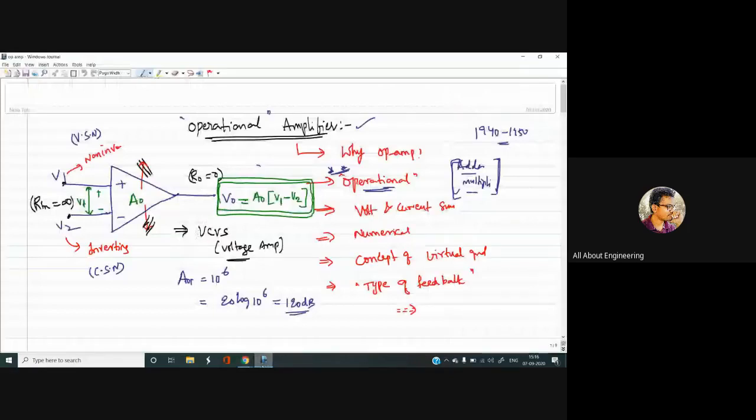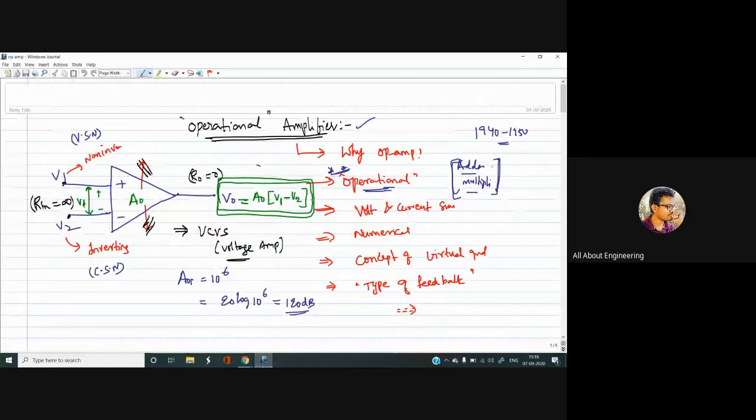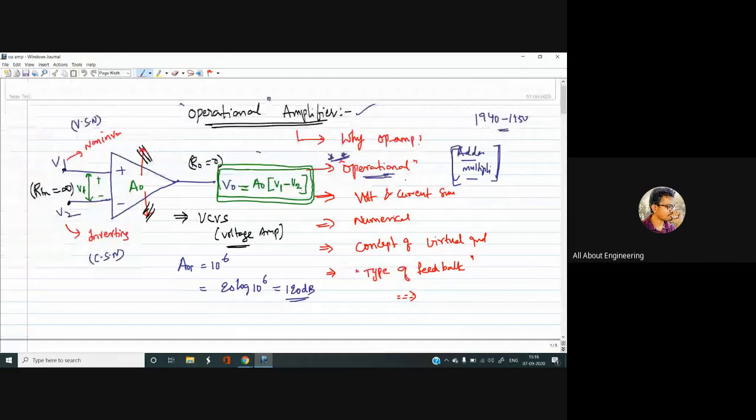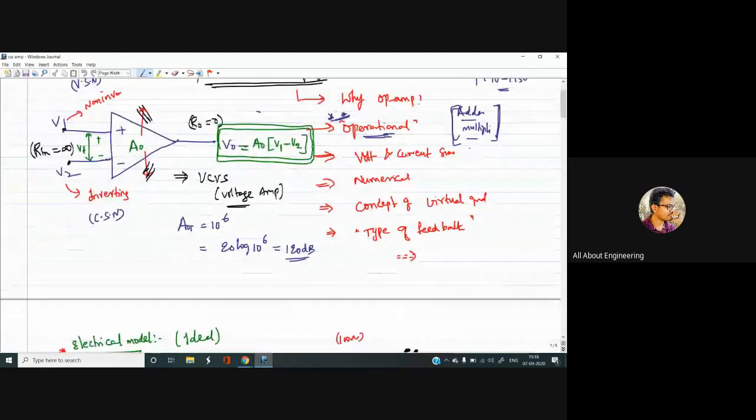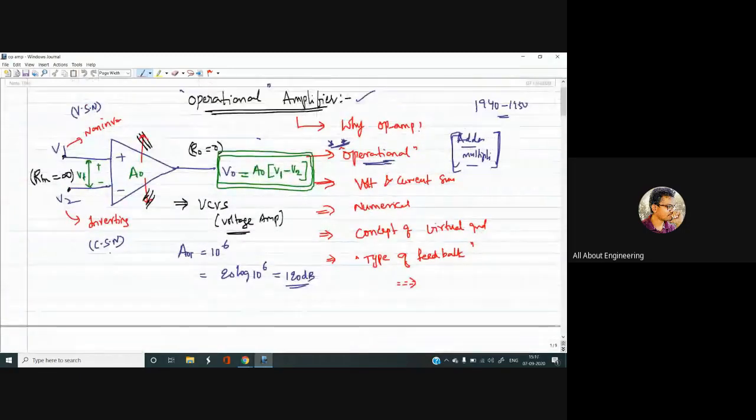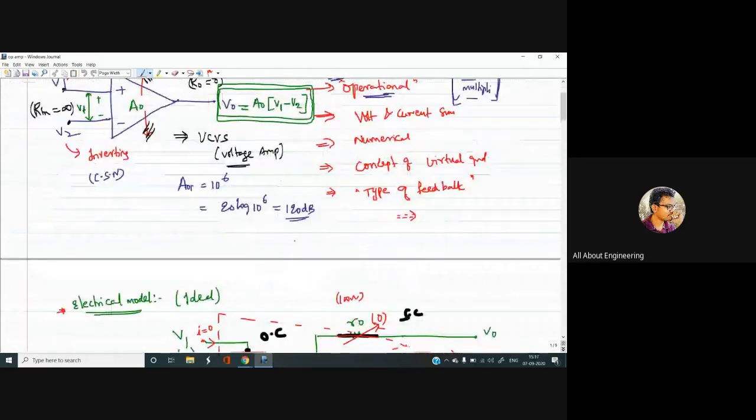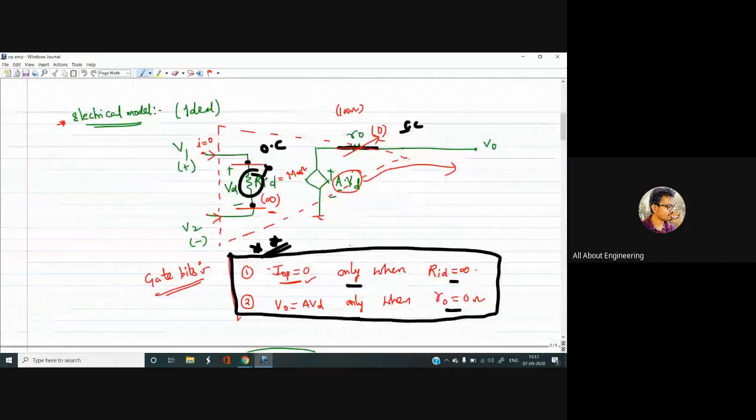For those who have missed the morning session, just a small recap of the previous lecture on operational amplifiers. In the first lecture we discussed the standard symbol of an op amp and its output equation, its gain in dB, the different inputs, that is the non-inverting input and the inverting input, and also the electrical model for the ideal case as well as the practical case.